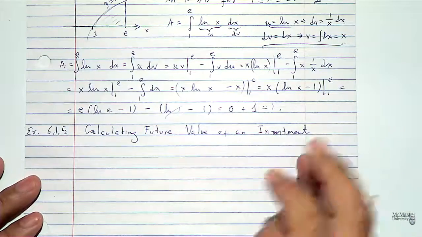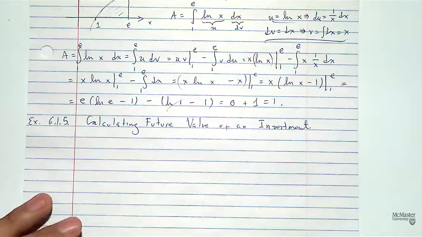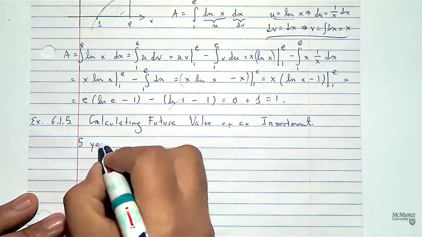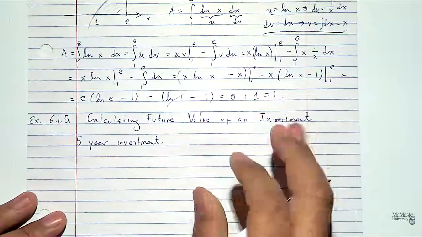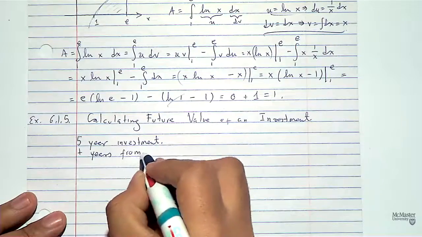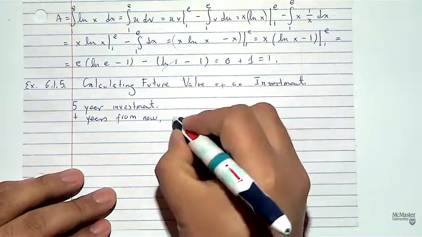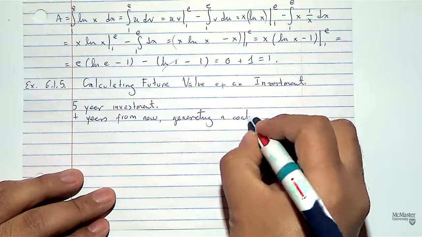So we have to remember what we have done in previous sections, and we'll also spend some time developing the statement of the problem because it's important to solve it. The general guidelines are the following. You have a 5-year investment, and what you care about is that t years from now it will generate a continuous income stream.